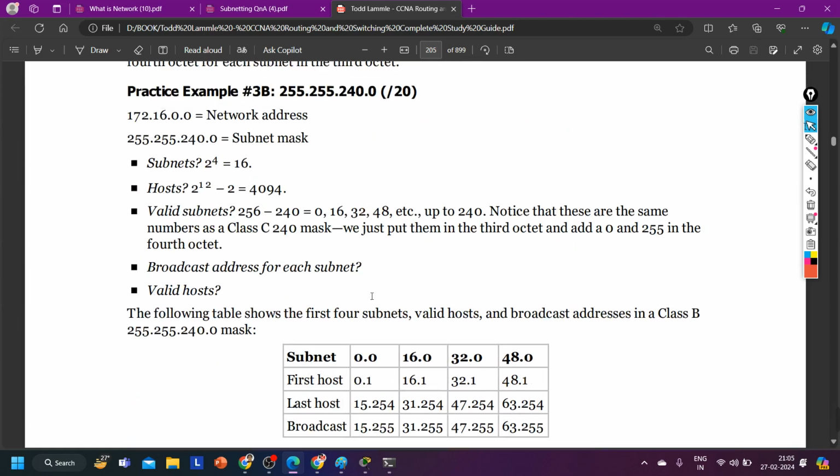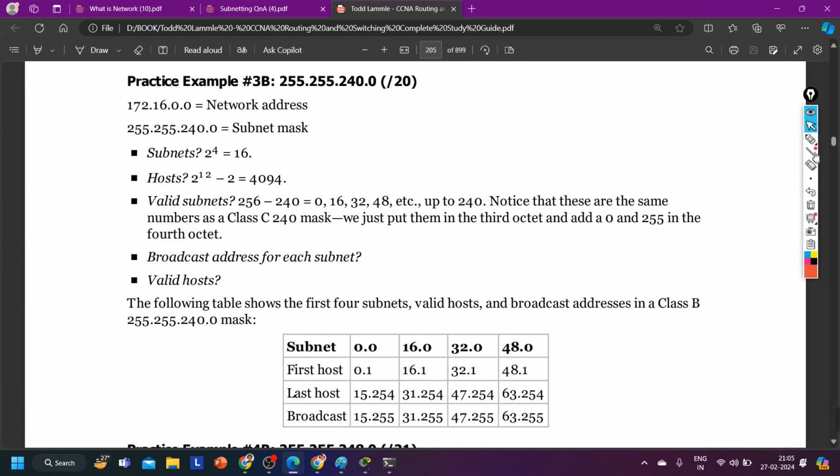4 bits borrowed, so 2 power 4 is 16 subnets. 12 bits are host bits. Subnets: 16 is clear. Valid hosts is clear. Then this formula is also clear.